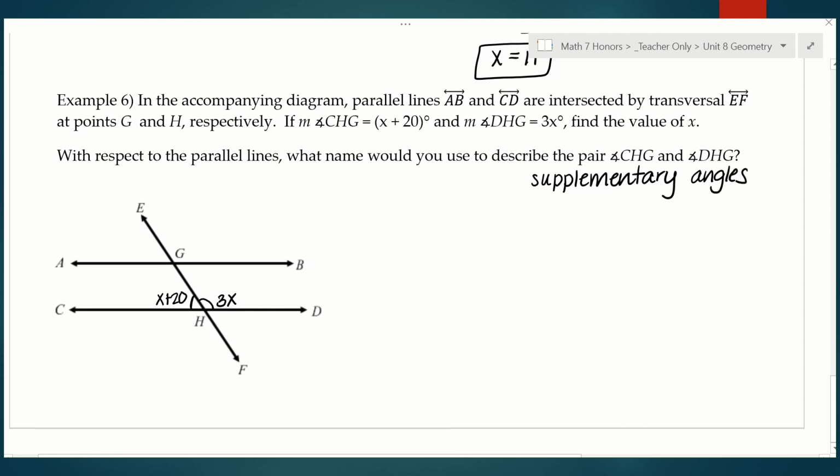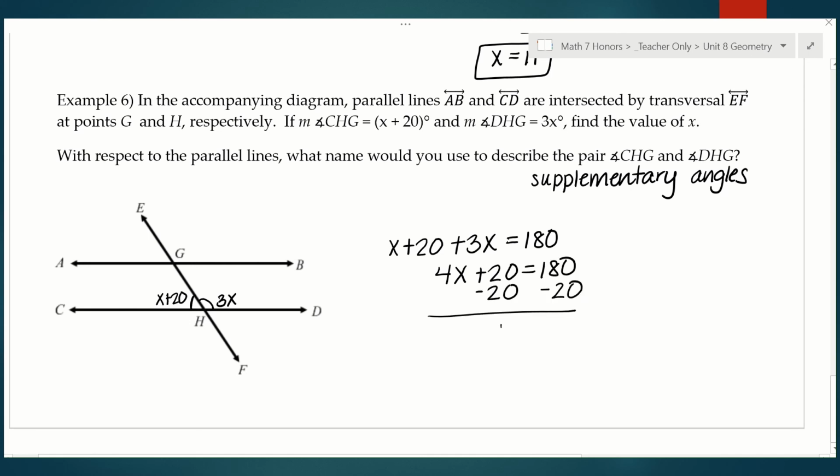So in our equation, we need to show just that. The first angle plus the second one is going to add up to be 180. All right, so we'll combine like terms. We will subtract 20. And we'll divide by 4. And x is equal to 40.